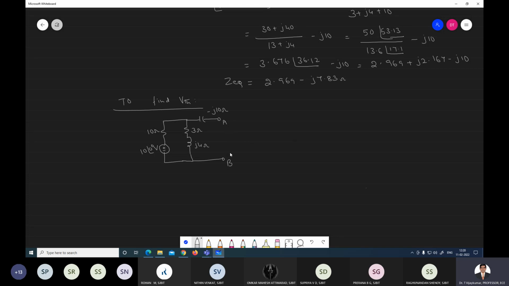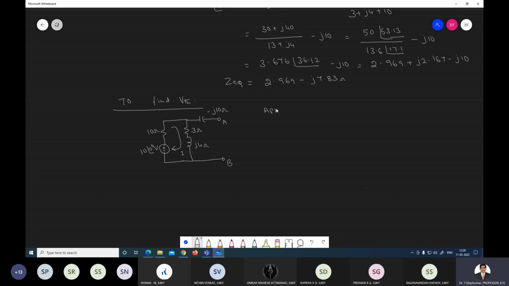Open circuit voltage VAB is the voltage across the minus J10 ohm and across the 3 plus J4 ohm. That gives your open circuit voltage, that is the Thevenin voltage. But it is open circuit, so there is no drop across the minus J10 ohm, only a drop across the 3 plus J4 ohm. How to find the drop across 3 plus J4 ohm? This becomes a loop now, on the left-hand side, you can assume the loop current and apply KVL.